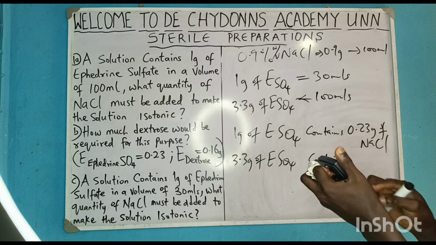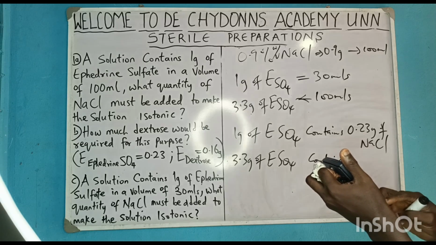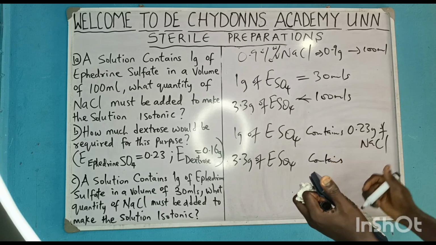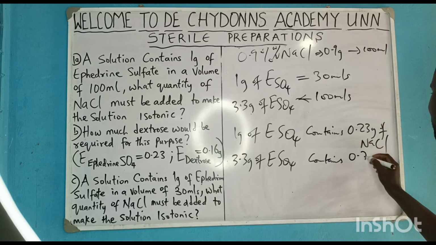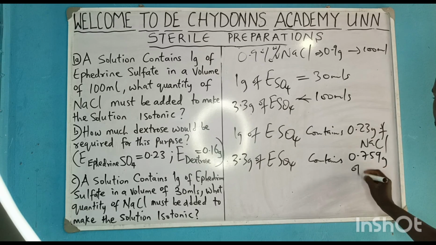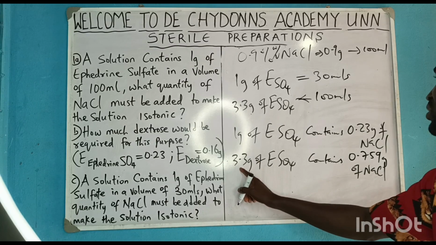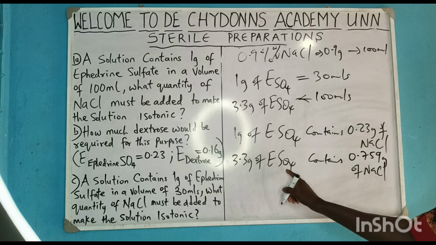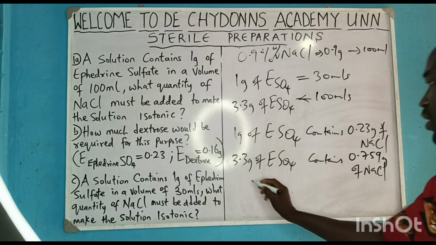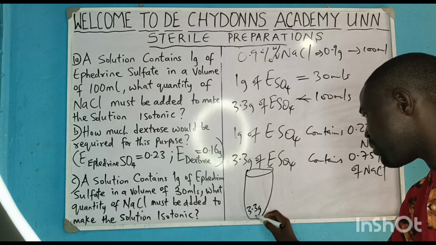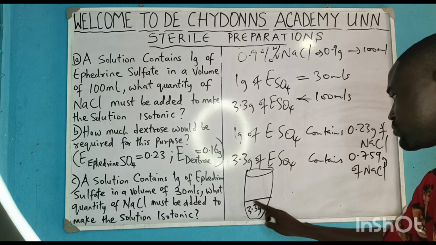3.3 times 0.23. That will be 0.759. 0.759 what? Gram of what? Sodium chloride. That means that as I weigh 3.3 gram of ephedrine sulfate, if I weigh 3.3 gram, this is 3.3 gram of ephedrine sulfate.